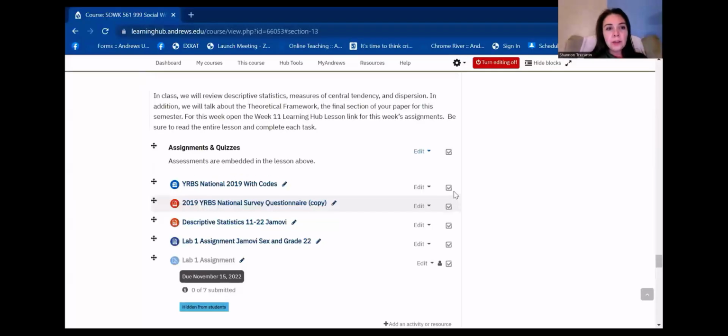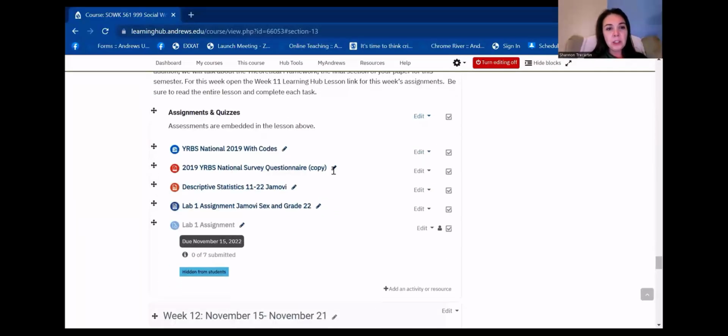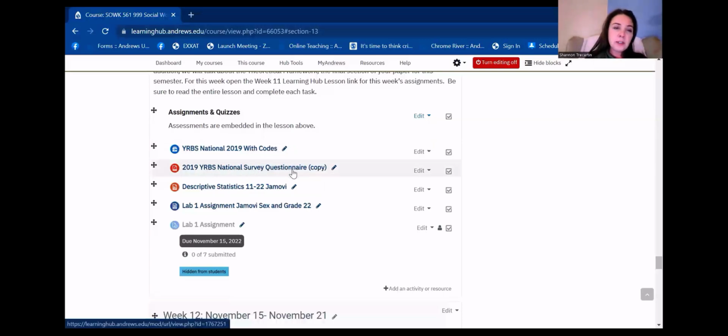So if you go on Learning Hub and you look under this week's assignment, you're going to see a couple of things. We have the Youth Risk Behavior Survey 2019 with codes. This is an updated Jamovi file where some of the data labels have been included now. You see the 2019 Youth Risk Behavior Survey questionnaire. This is going to be useful as you consider what each question means in the YRBS dataset. You can see the PowerPoint for this week. And then you see Lab 1 assignment with Jamovi Sex and Grade 22.